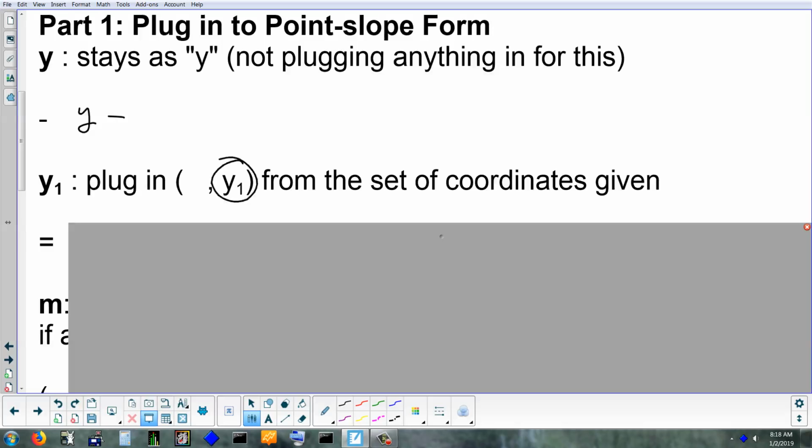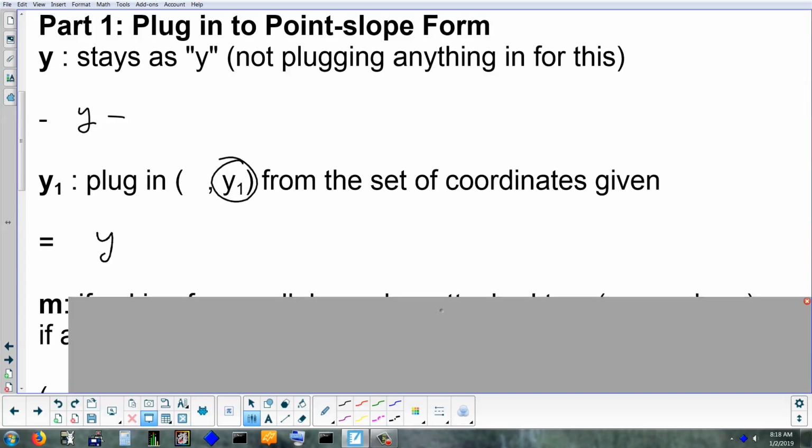Okay, and how about the equal sign? Do we change that at all? Or do we cross it out? And Matt, what do you think? Do we do anything to the equal sign? No. So up to the equal sign, we're basically going to have this. That's your entire left-hand side.